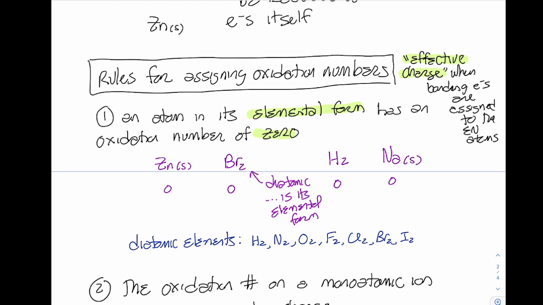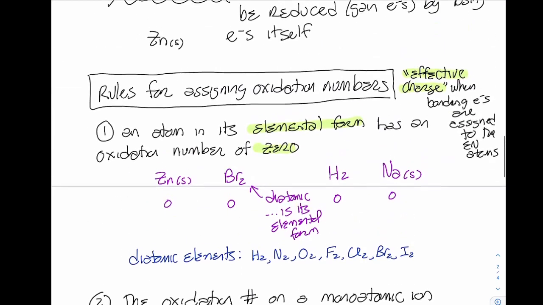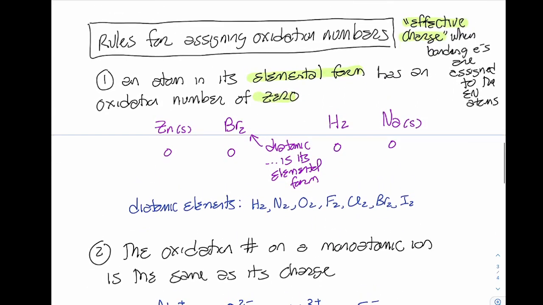A lot of times in lower level chemistry classes like 130, they'll just tell you that the oxidation number is the same as its charge. That is not true. It's true, right, if it's a monoatomic ion, but again, if I have water, water doesn't have a charge, so it's not a true statement. So kind of, if you were to look at the bonding electrons, what would its effective charge be?